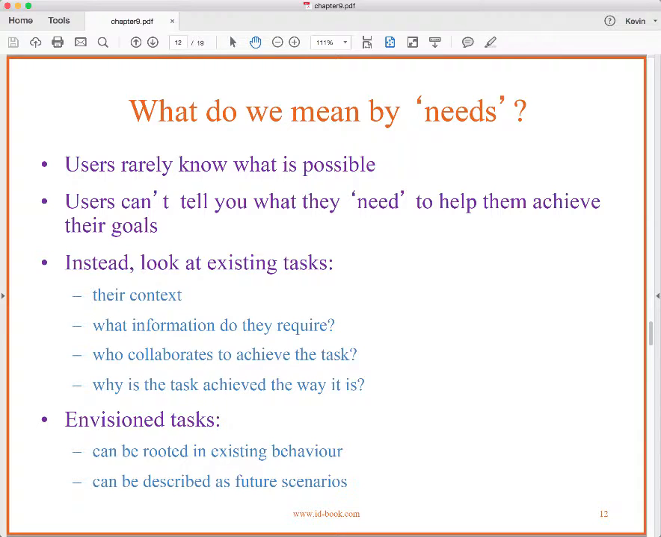So the envisioned tasks we'd like to think about can be rooted in existing behavior and can be described as future scenarios. Right? So, even when we're trying to create something completely new, users have something to tell us. We just need to ask the right questions and be observant in the right way.